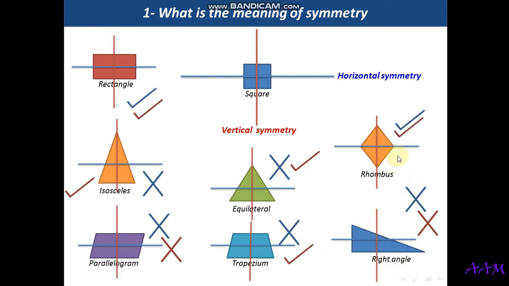And what about our friend the rhombus? Exactly. Also vertically, this side looks like this side, so there is a matching. There is horizontal and vertical symmetry. So as we see here, the ones that have both horizontal and vertical symmetry are the rectangle and the rhombus, and the ones that have nothing are the parallelogram and the right angle triangle, and the others are half-half.